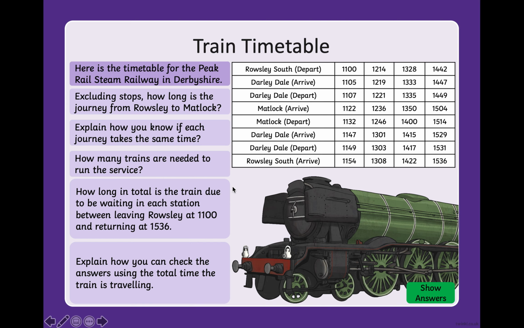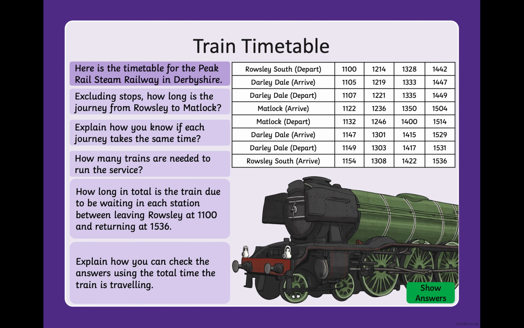Next table. Now, the following table shows the timetable for a train. This train is called Peak Rail Steam Railway. And let's get into the questions. Okay, it says, excluding stops, how long is the journey from Roseley to Matlock?